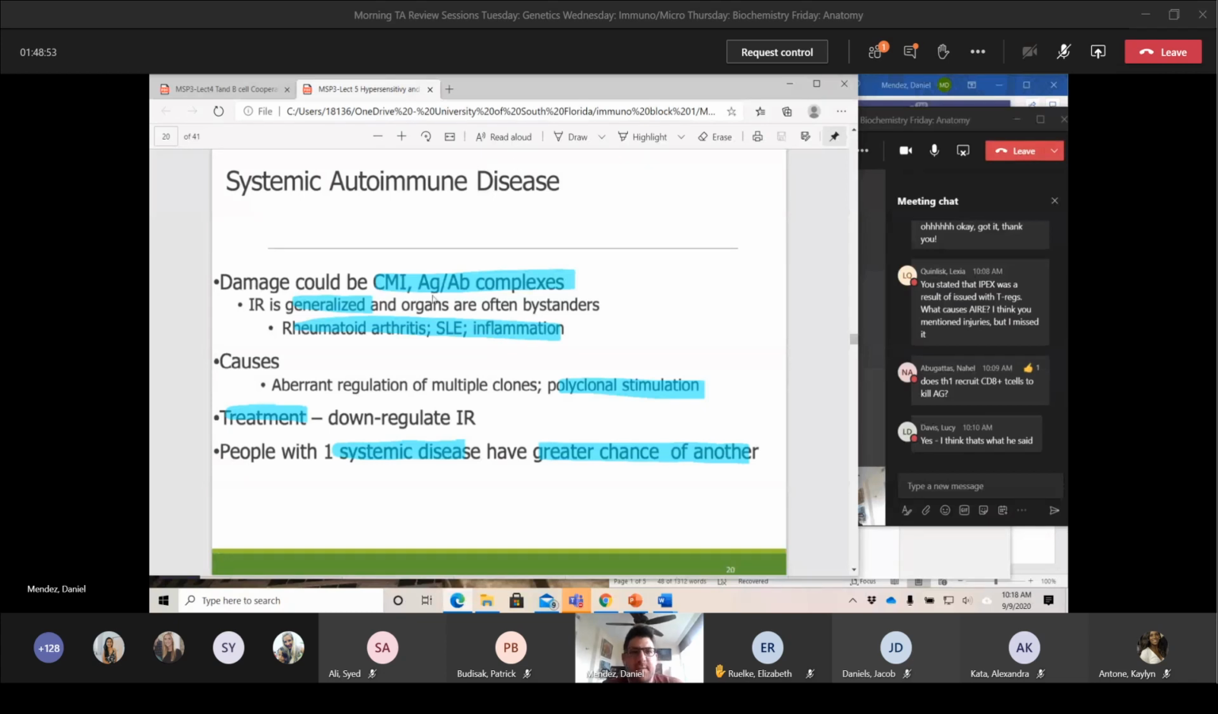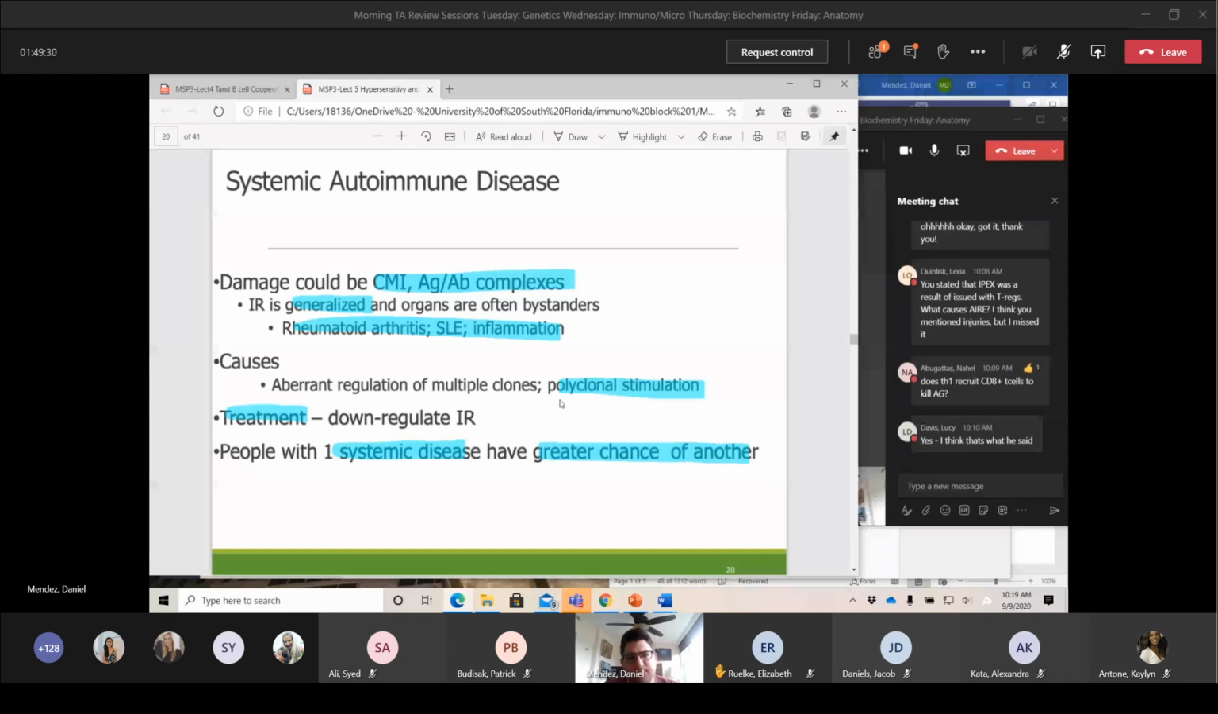So here in your systemic, we have cell-mediated or antibody and antigen complexes. We'll get into this when we get into type 3 hypersensitivity, but you can develop things like rheumatoid arthritis, lupus, or inflammation because these antibody antigen complexes can get stuck in certain areas and cause massive amounts of inflammation. Same thing with your CMI if it's attacking certain things, like it could be attacking your cartilage, for instance, in rheumatoid arthritis. So it's attacking chondrocytes in your cartilage, then you just get mass amounts of inflammation throughout your whole body because you have your immune system attacking just a wide strain of cells.